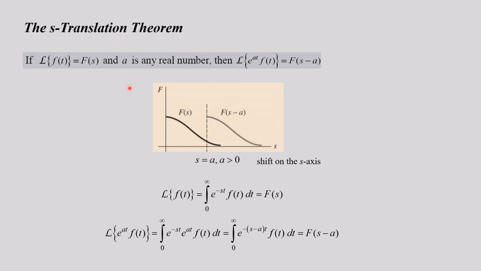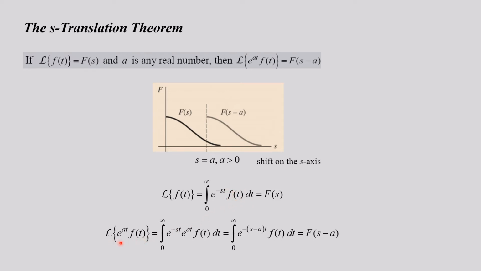Okay, here's a quick proof of the theorem. Let's look back at the definition of the Laplace transform. The Laplace transform of f of t is equal to the integration from 0 to infinity of e to the minus st f of t dt, which is equal to F of s. Now we are interested to find the Laplace transform of e to the power of at f of t, where this e to the power of at f of t is replacing this f of t. Okay, so this is the proof.